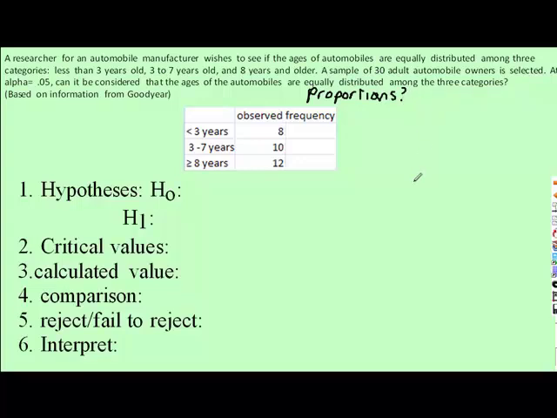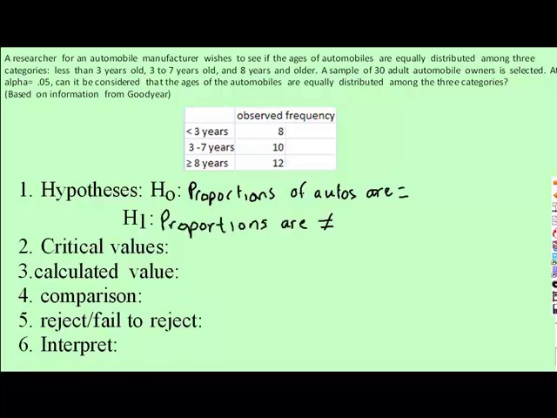In order to answer the question, we need hypotheses. In H0, we're saying yes, the proportions are all equal for the automobile age. Then our H1 would be the proportions are not equal. Our critical values are determined by, first of all, alpha. In this case, alpha is 0.05.